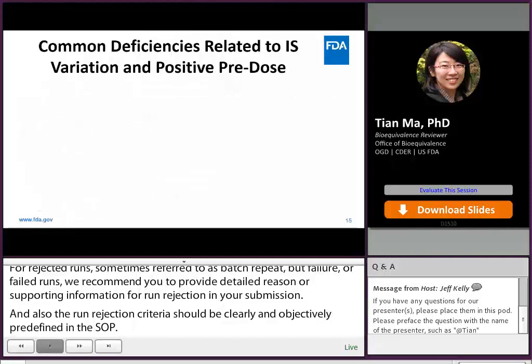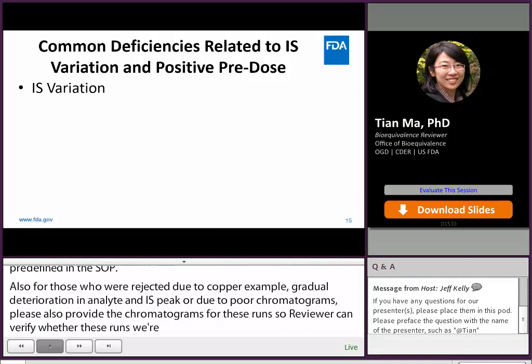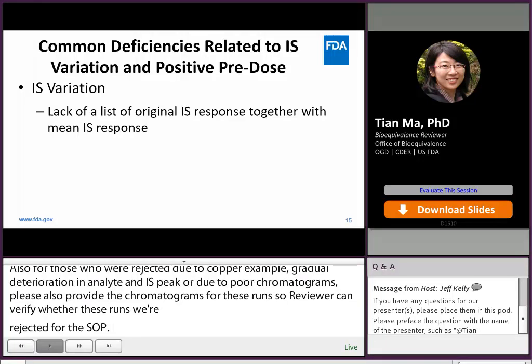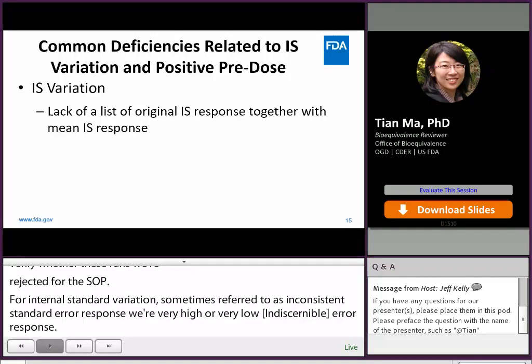For internal standard variation, sometimes referred to as inconsistent internal standard response, or very high or very low internal standard response, when there are a lot of internal standard variation samples, sometimes the reviewer may ask the applicant to provide a list of original internal standard response together with the mean internal standard response of the respective run.